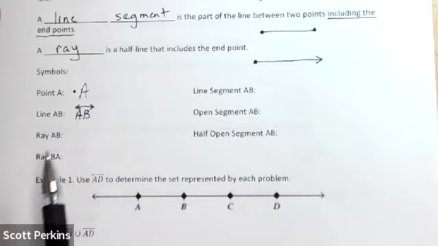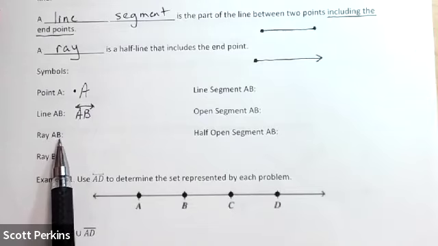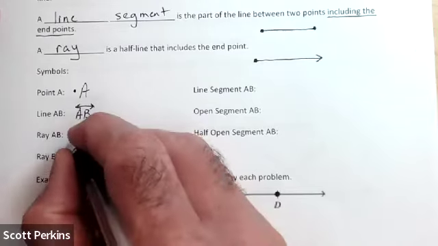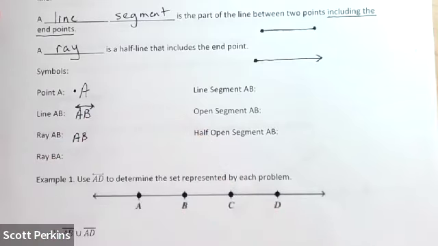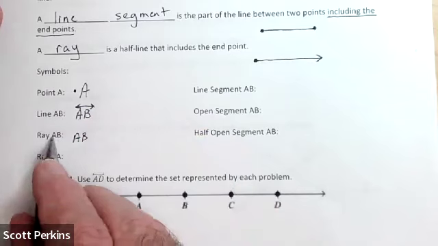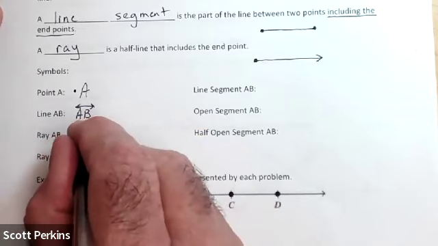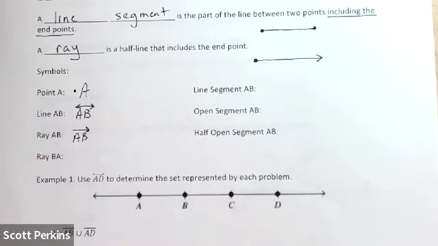Ray AB. What we're talking about here is the ray that starts at point A and goes in the direction of B. So what I would do is take AB and put the ray in the direction. The starting point is at A, so I put the starting point at A and then the arrow goes over B.